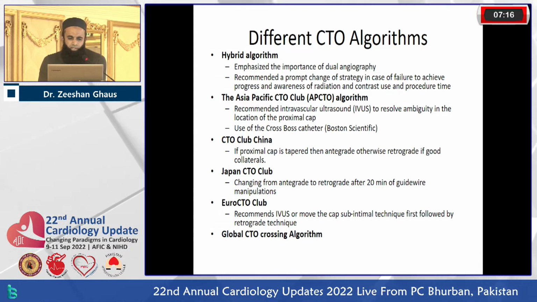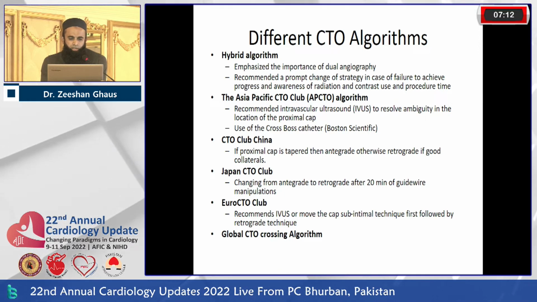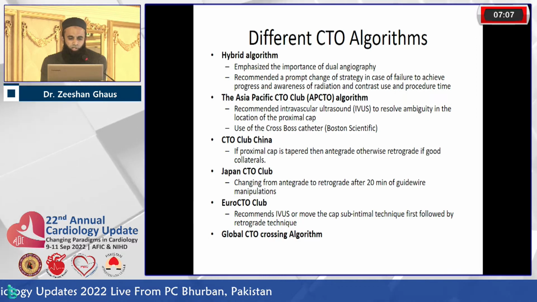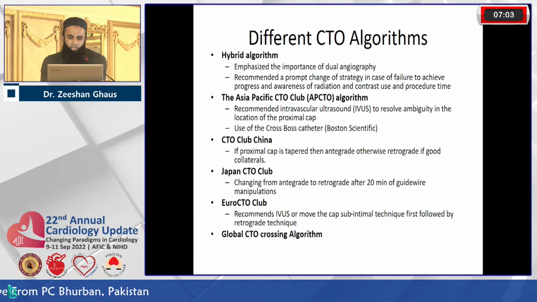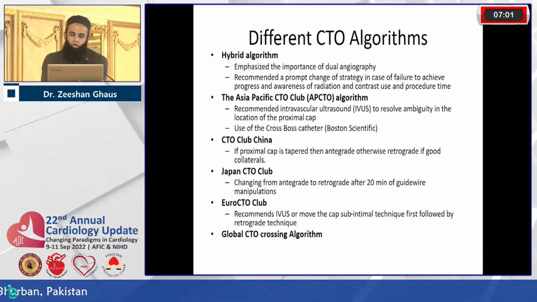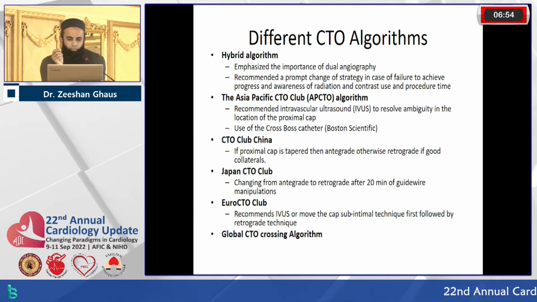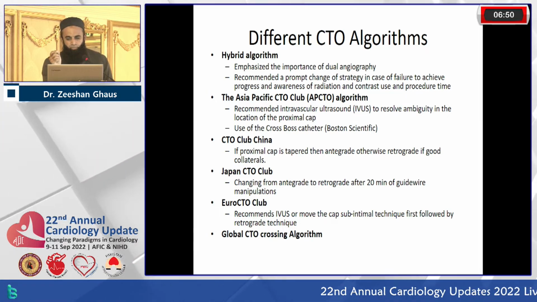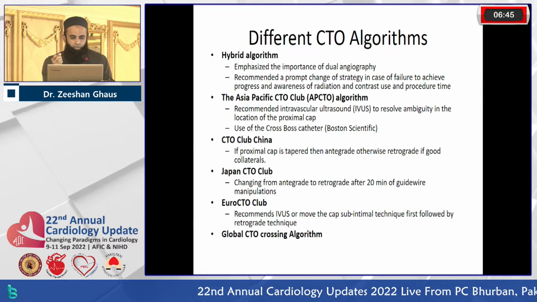The hybrid algorithm emphasizes the importance of dual angiography. It recommends a prompt change of strategy in case of failure to achieve progress, and awareness of radiation and contrast use and procedure time. I am not showing you all the algorithms, as it would be confusing; I have mentioned a few lines. The Asia Pacific CTO group recommends IVUS to resolve ambiguity in the location of the proximal cap and use of the cross-boss catheter.